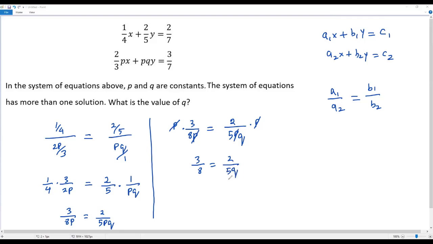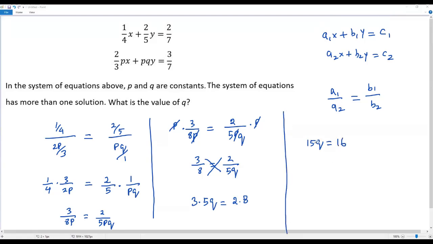Okay, my aim is to solve for q. For that we can do cross multiplication. That is, this numerator 3 has to be multiplied by this denominator 5q. Then I'm getting 3 times 5q. And now this numerator 2 has to be multiplied by this denominator 8. Then I'm getting 2 times 8. So when I multiply 3 and 5q, I'm getting 15q. And on the right side, when I multiply 2 and 8, I'm getting 16.